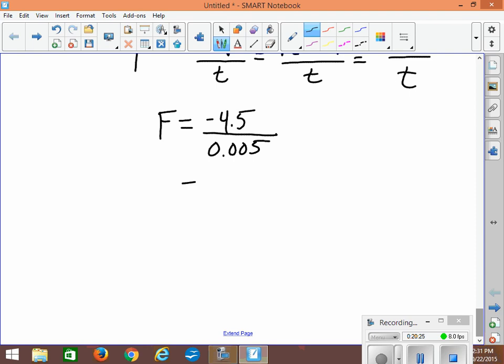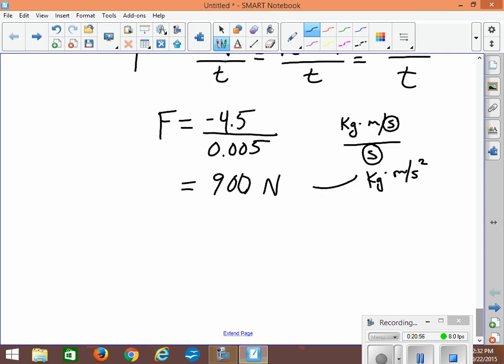And we're going to divide that. And 4.5, you can do that in your head. 4.5, and you're dividing by 0.005, so it looks like it'd be about 900, right? 900 newtons. Because remember, you're taking a kilogram meter per second, that's the impulse, and you're dividing it by seconds. And so there's a seconds and here's a seconds, which turns into meters per second squared, and a kilogram meter per second squared is a newton. So we're back to force.